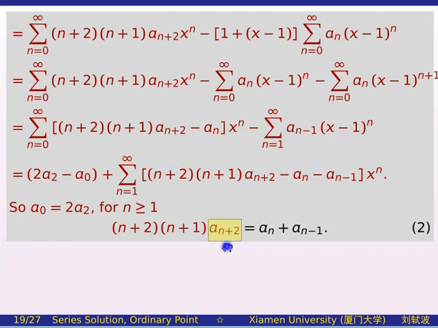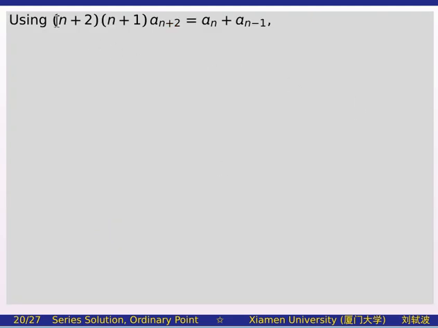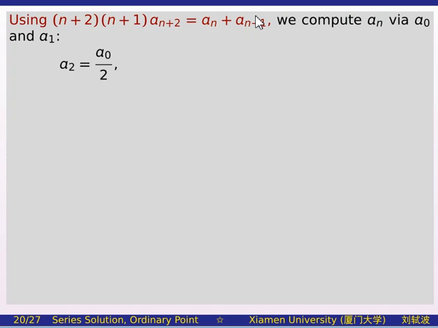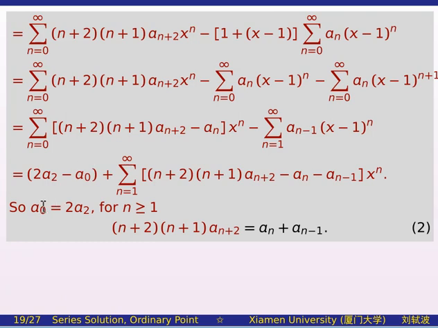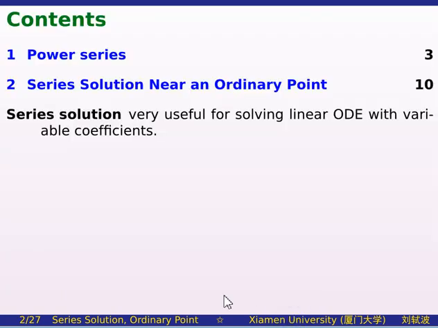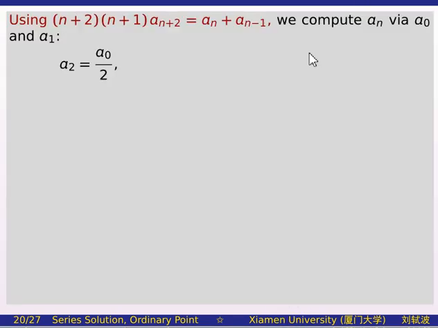We copy this relation we obtained to the next page. Okay, that is here. What can we do? We can compute the coefficients using a0 and a1. Assume that a0 and a1 are given. Then from this, a0 is 2a2. We obtain a2 equals half of a0.